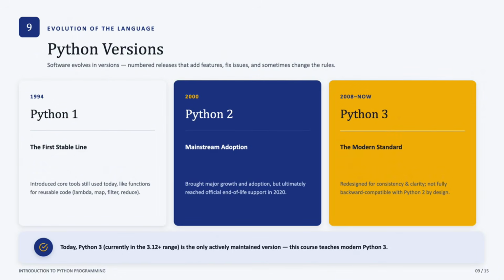Reason 3, huge community. Suppose you're learning Python and suddenly you get an error. You search Google. Chances are, thousands of people have already faced the same problem. Someone has already explained the solution. That's the advantage of having a huge community. Millions of developers contribute tutorials, videos, articles, books, forums, GitHub projects, and open source libraries. As beginners, this community becomes one of your biggest teachers.